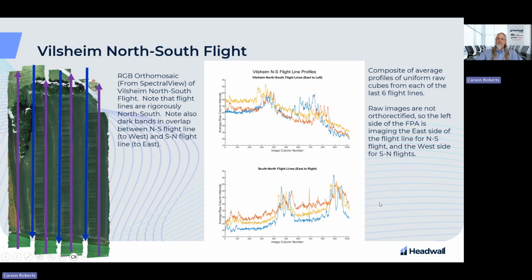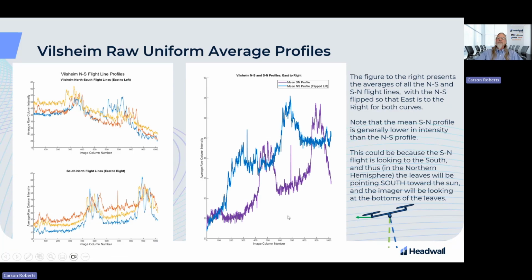And so let's average those. And then we see quite a trend here where the south-north profiles, they are dimmer in the west and brighter in the east. And the north-south profiles are also dimmer in the west and brighter in the east, but they are overall brighter. And this is the first place I'm going to try and talk about this BRDF.